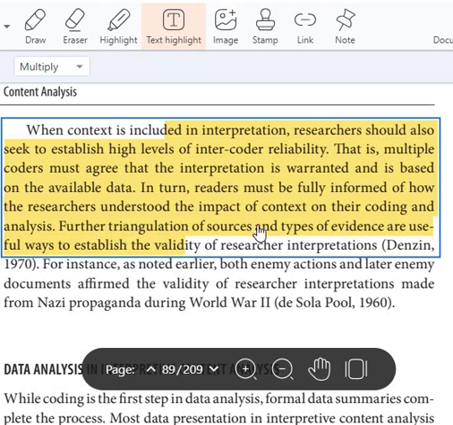Here, what do we mean by the triangulation of sources and types of evidence? These sources are very important to confirm the validity of your research, or the validity of your interpretations, because these interpretations are yours, depending on your understanding of the context and on the latent meaning and also the manifest meaning. So the triangulation of sources here means that we depend on the interview, we depend on the questionnaires, we depend on the observation cards and the observation classes, we depend on more than one source of information.